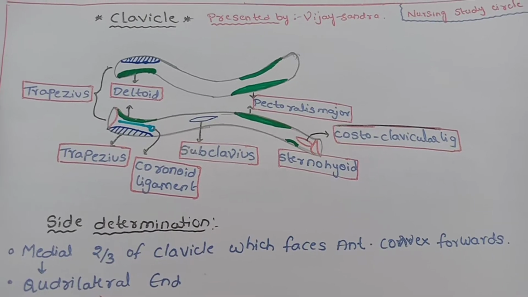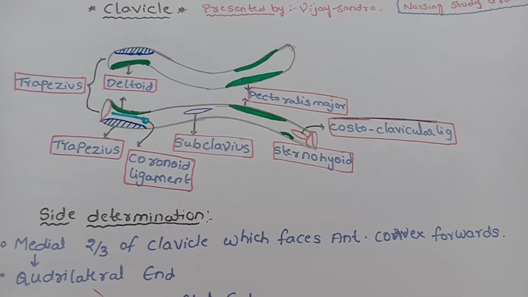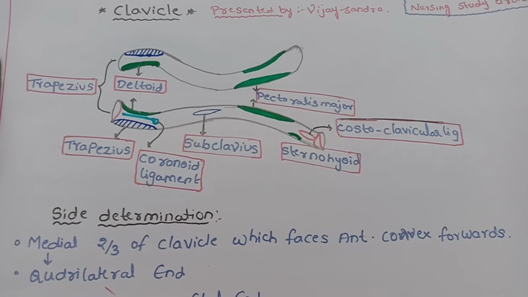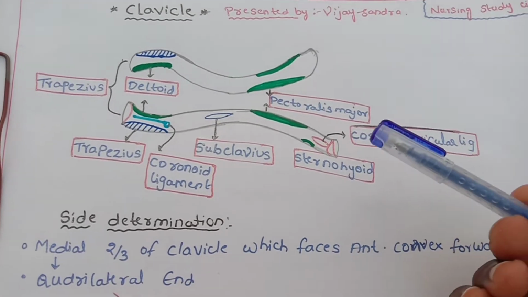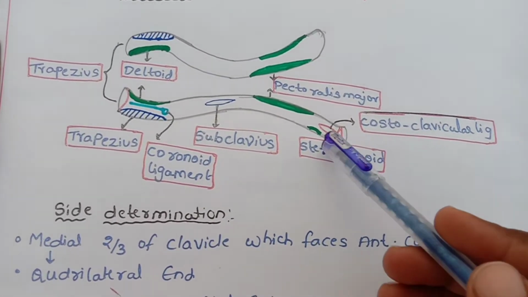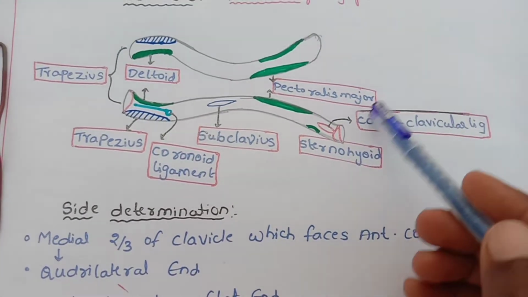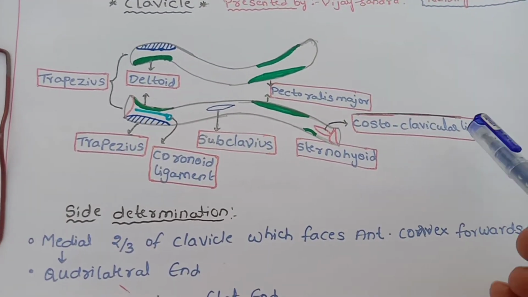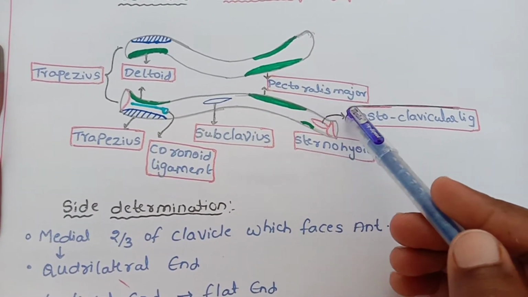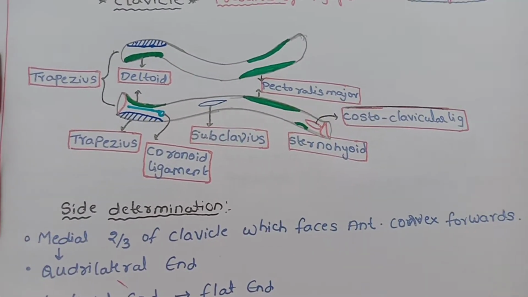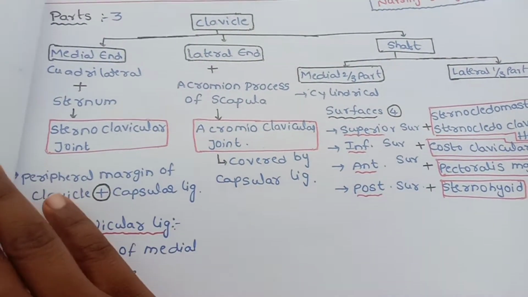The clavicle is also called the shoulder bone. For the costoclavicular ligament, there is an impression here. That impression is for the costoclavicular ligament.